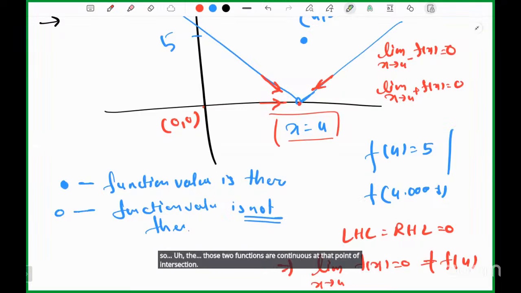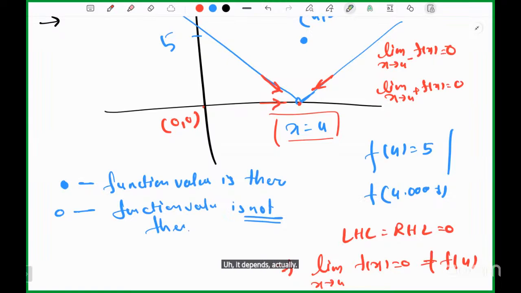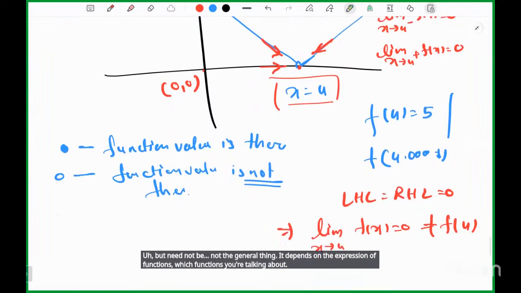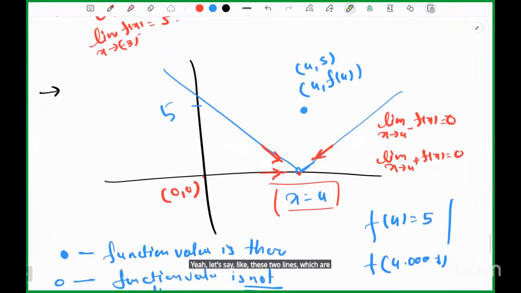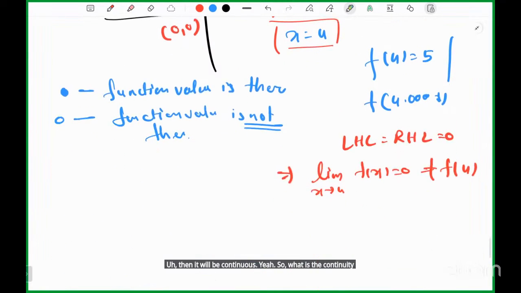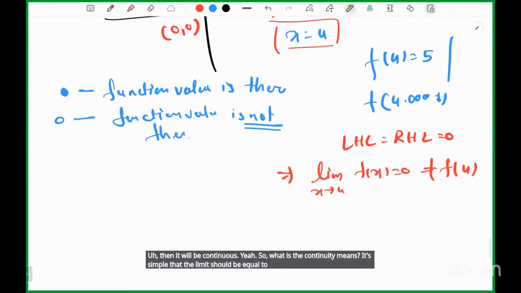It depends actually. They can be continuous, but need not be. It's not a general thing. It depends on the expression of the functions, which functions you are talking about. Let's say these two lines represented in blue, they intersect at that point. If that middle condition is not there, then it will be continuous. So what does continuity mean? It's simple: the limit should be equal to the function value. Then the function is said to be continuous.